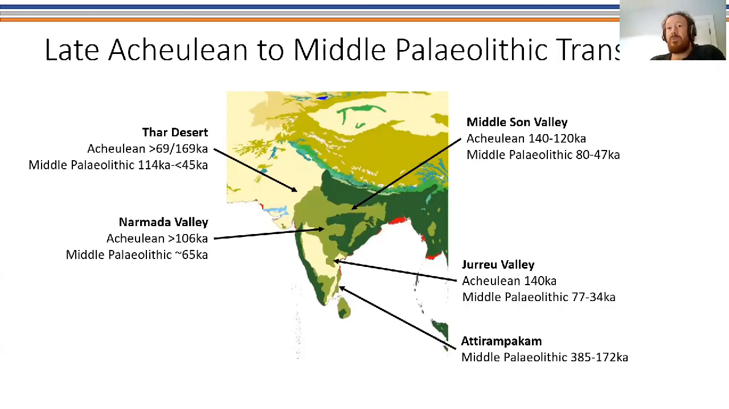Elsewhere, we see comparable patterns, but without such clear chronological controls, such as in Central and Western South Asia. Now, as it stands, the appearance of the Middle Paleolithic at Attirampakkam is also argued to mark a sharp change from preceding Acheulean industries. So how can we explain this pattern and these regional differences?